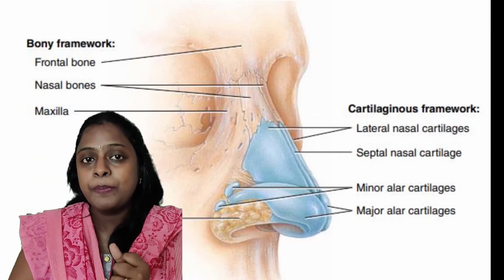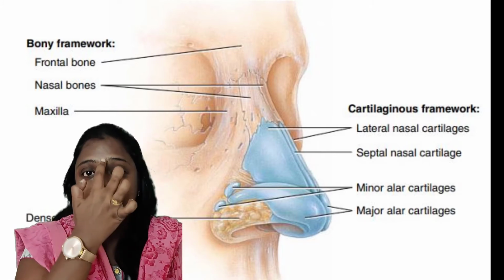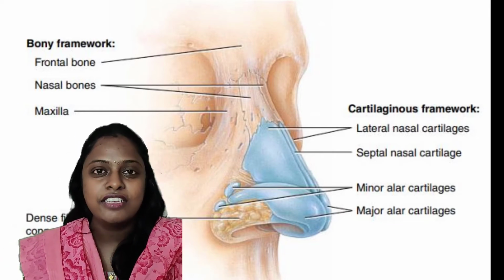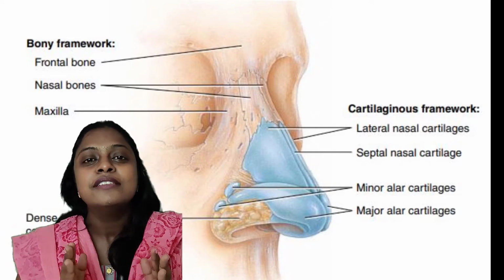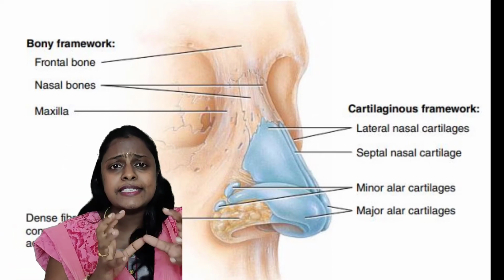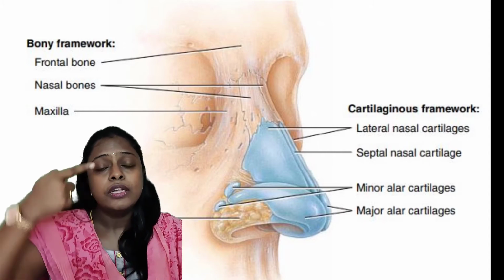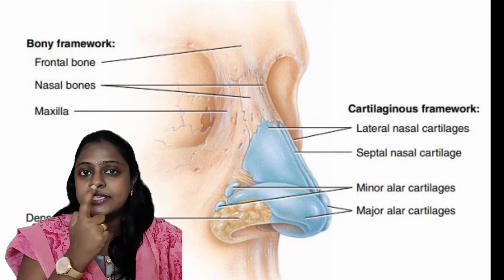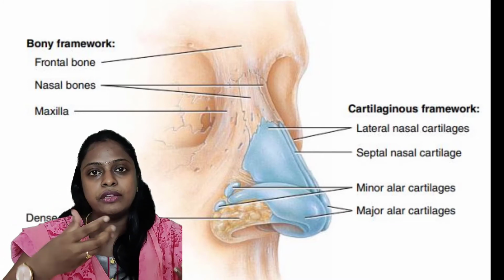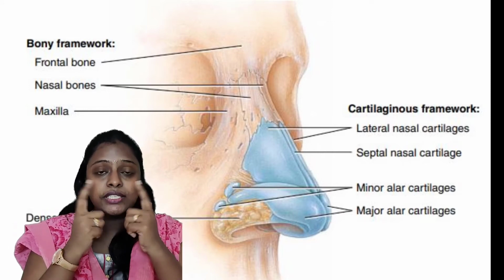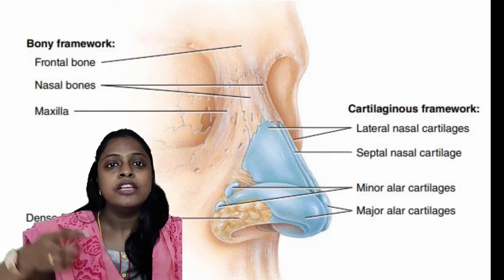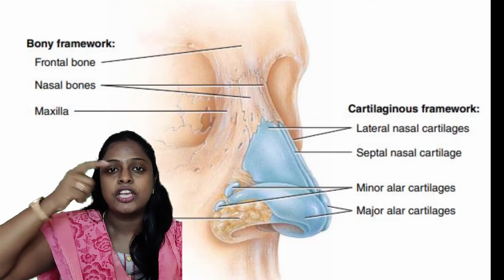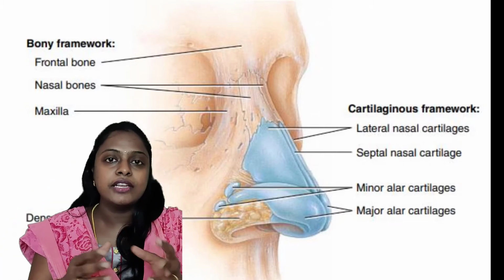So we will be having three parts. The first one is the septal nasal cartilage, the second one is the lateral nasal cartilage, and the third is the alar cartilage. If I want to show the exact position of my nose, if you see here, this is called the root, and the tip of the nose is called the apex, and these are the external nares. The openings to my nostrils are called nares. So these are the external nares, and this is the bridge. Okay, so this is the root, this is the apex, and these are the external nares, and this is the bridge. So the septal nasal cartilage is the bridge.